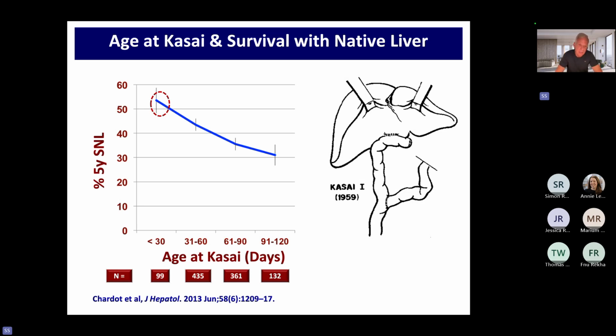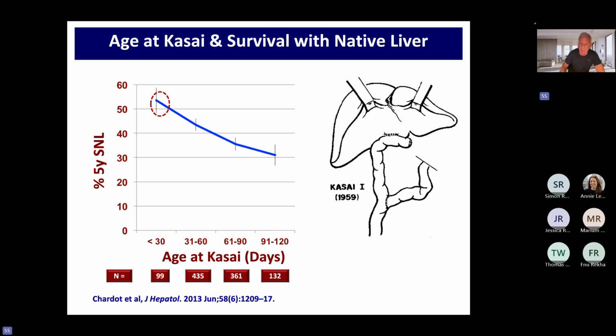This is the percent of 5-year survival with the native liver. As I mentioned, two-thirds to three-quarters of these patients will require liver transplantation, and that's pretty borne out here. This is age of Kasai in days. This is percent of 5-year survival.